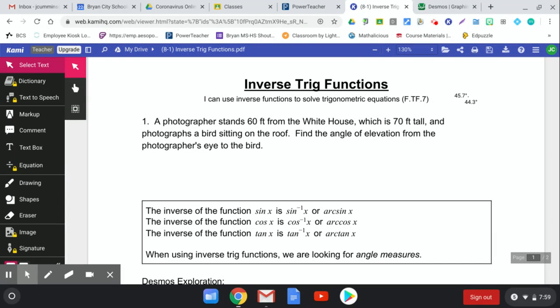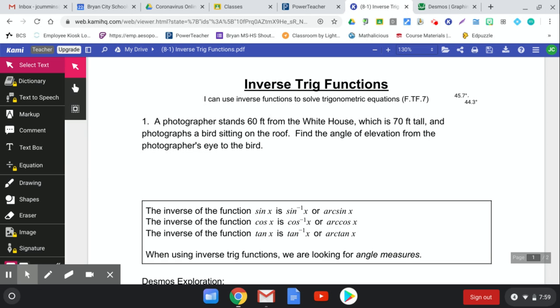We've spent the last several lessons talking about our trig functions, sine, cosine, and tangent. Today we want to spend some time talking about inverse trig functions and how we can use those to solve both problems and trig equations. Some of this is going to feel a little bit familiar, and then we'll get into some new things.